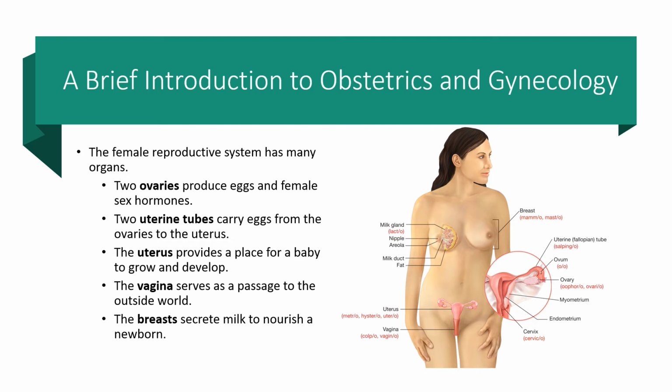The female reproductive system has many organs. First, the two ovaries produce eggs as well as female sex hormones. And then there are two uterine tubes that carry the eggs from the ovaries to the uterus. The uterus provides a place for a baby to grow and develop. The vagina serves as a passage to the outside world, and then the breasts secrete milk to nourish a newborn.